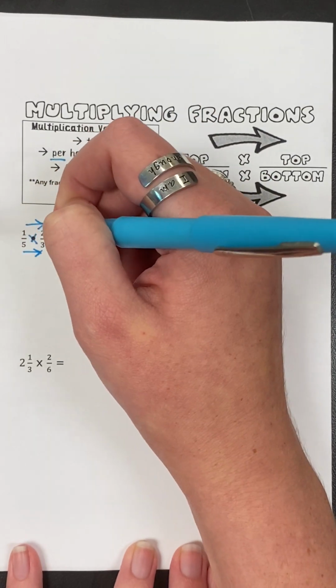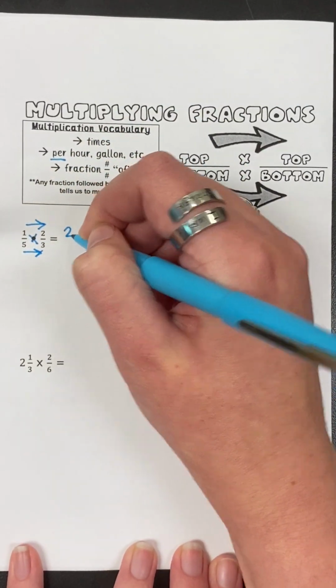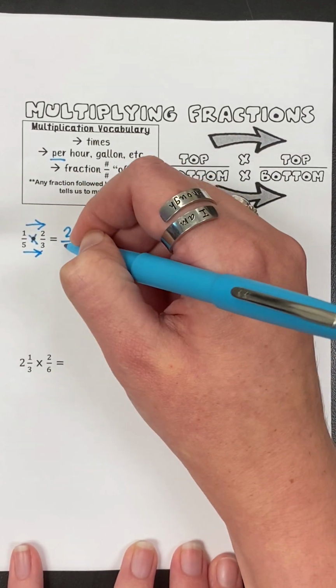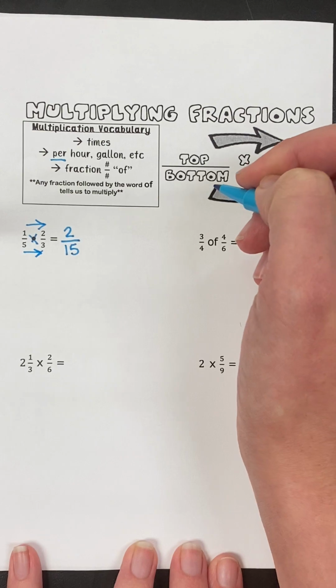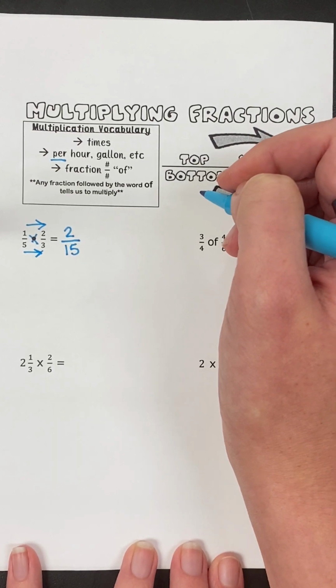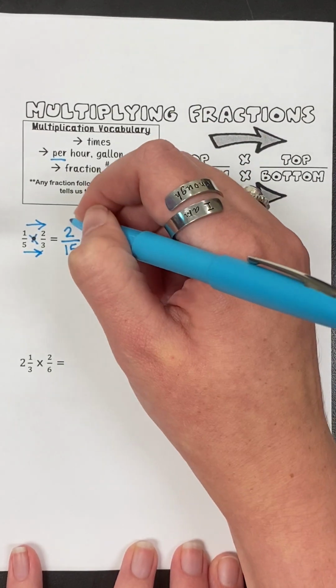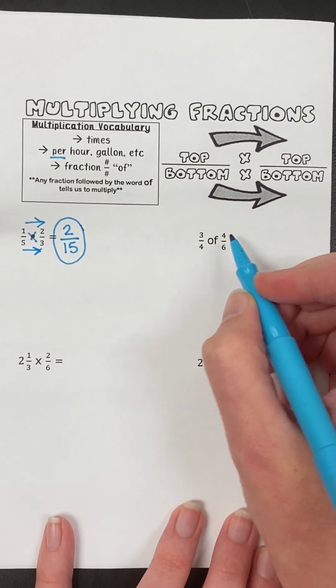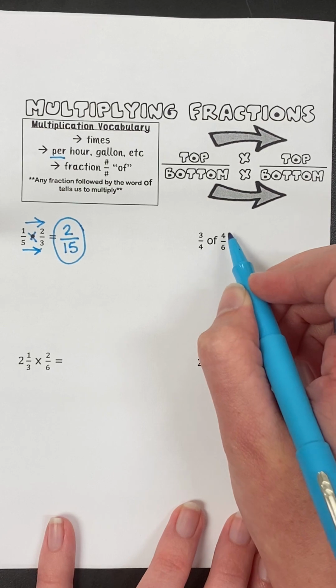So we do 1 times 2, and that gives us our numerator, and 1 times 2 is 2. And we do 5 times 3 is 15. That cannot be simplified or reduced. Nothing goes into 2 and 15. So that is our answer, and we are done. Simple as that.